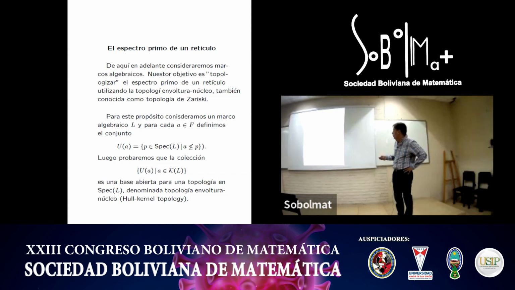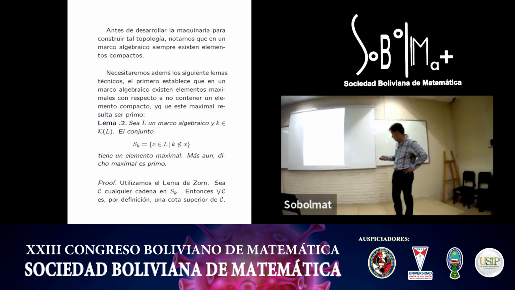Okay, and now we are very concerned about the U(A)s, but with A not an arbitrary element of L, but a compact. A compact. And we will prove that this is an open base for a topology on Spec(L). And this is the so-called hull-kernel topology, also known as Zariski topology. Okay, before developing all the machinery, we need two lemmas.